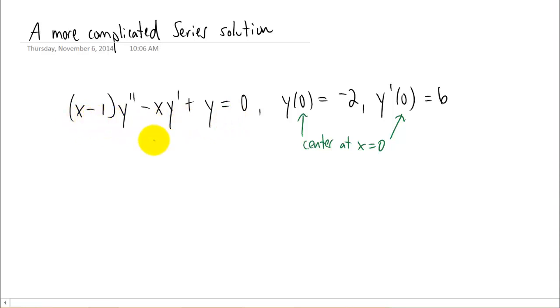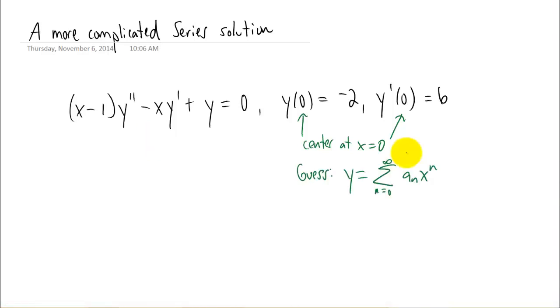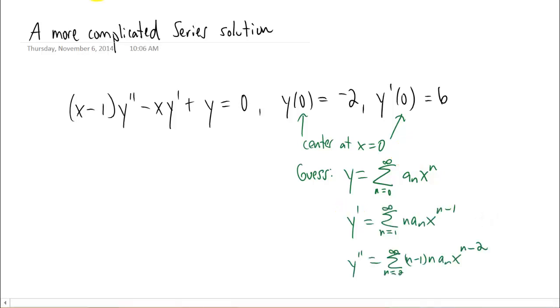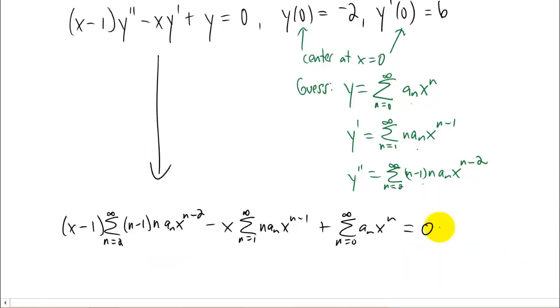Anyway, we have an ordinary point at x equals 0, so we're going to have our standard guess of a regular old power series solution for this differential equation. We of course need to take two derivatives of this form of our solution, and we're going to plug all that information into our differential equation. So I copied down our differential equation with our guess plugged in.